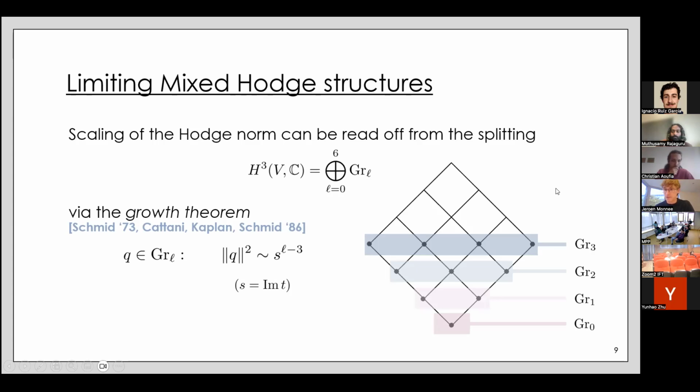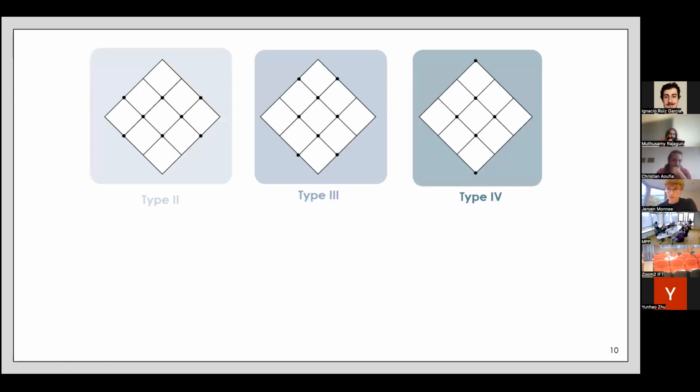Now, typically we picture this in terms of this so-called Hodge-Deligne diamond, where these horizontal rows correspond to the various graded spaces. And what I would like you to remember is that stuff that lies here in the middle in GR3 corresponds to something whose Hodge norm stays constant, whereas everything that lies below has something whose Hodge norm goes to zero, and so these correspond to states which become massless. Okay, now these three types, type 2, 3, 4, are just distinguished by what is the lowest lying state you can have. So for type 2, it lies in GR2, type 3 in GR1, type 4 in GR0.